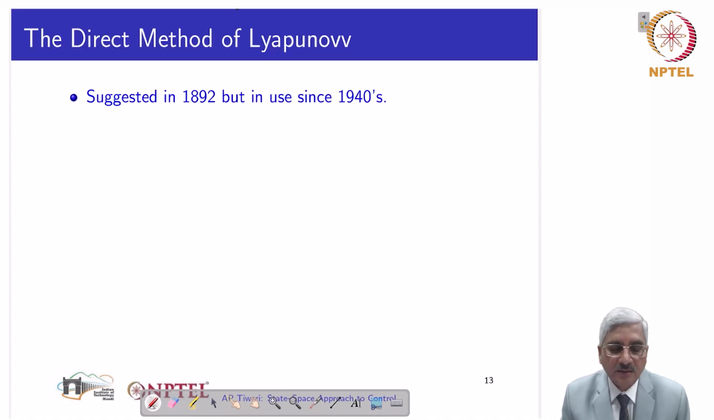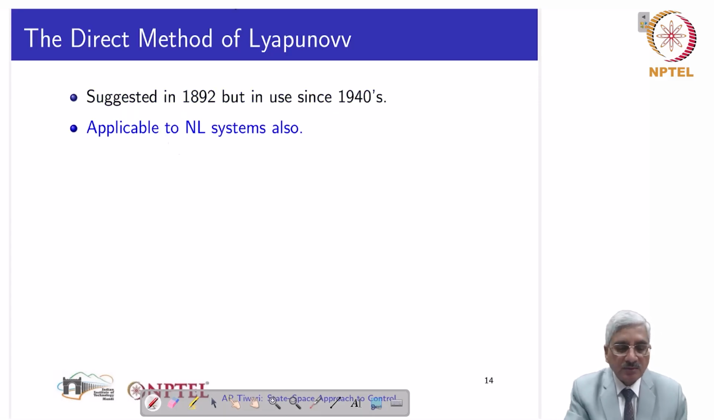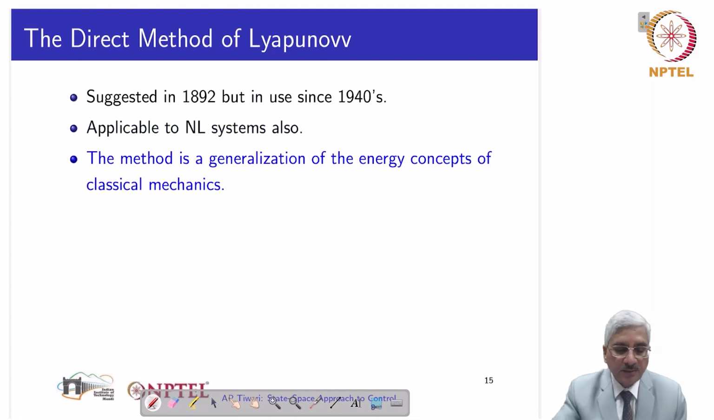Now with this definition, we come to the direct method of stability analysis of Lyapunov. Direct method of Lyapunov. It is a very old concept. It was suggested in 1892. However, it is in use since the 1940s. And this is applicable to both linear as well as non-linear systems, equally applicable. In fact, this is one of the strongest methods of stability analysis for non-linear systems.